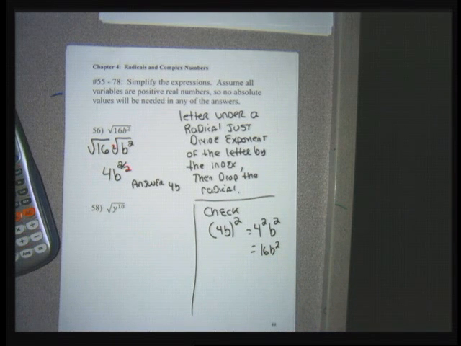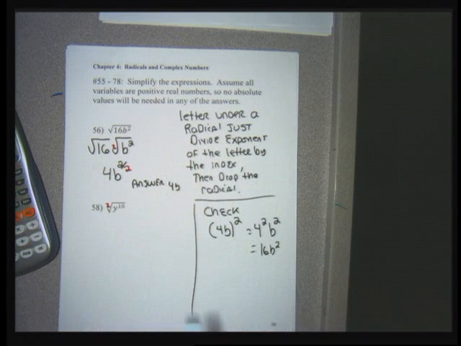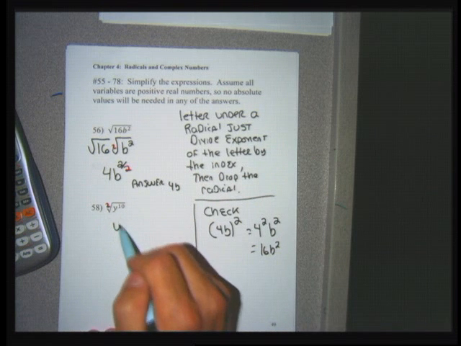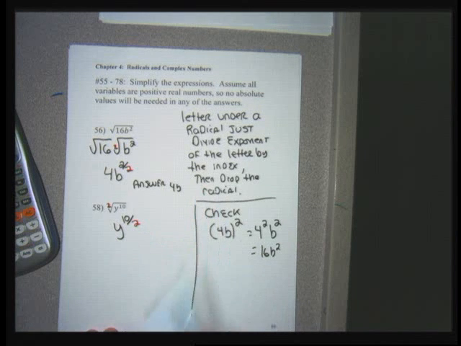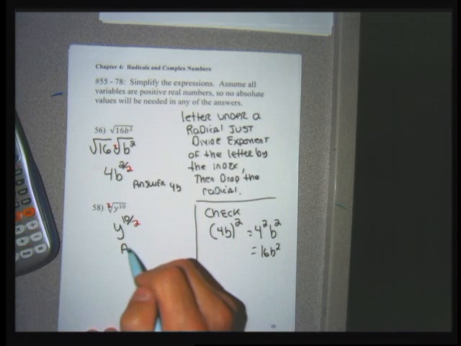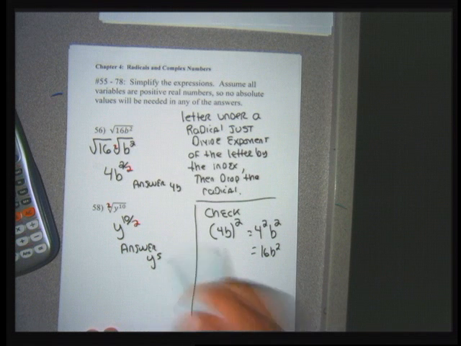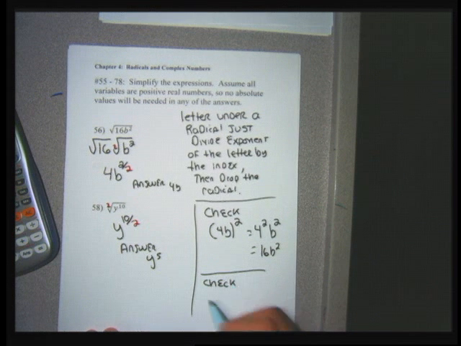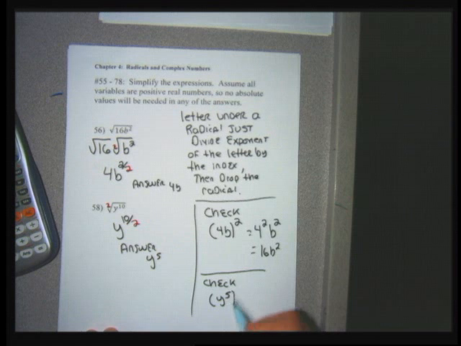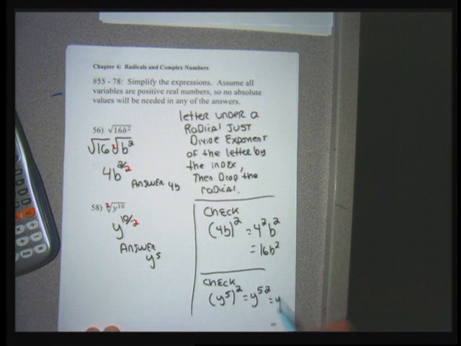For 58, to do the square root of any letter, you have to divide by 2, because in a square root the index is not written, but it's assumed to be 2. So in 58, the answer is going to be y to the 5th. And again, I could check that as well. If I wanted to check number 58, for a square root, my answer squared has to be what's under the radical. And to square y to the 5th, you're going to multiply the exponent by 2 and get y to the 10th.